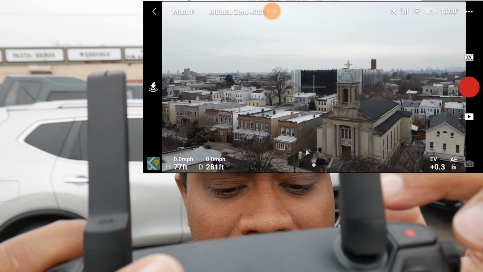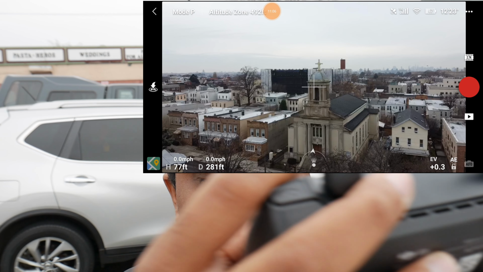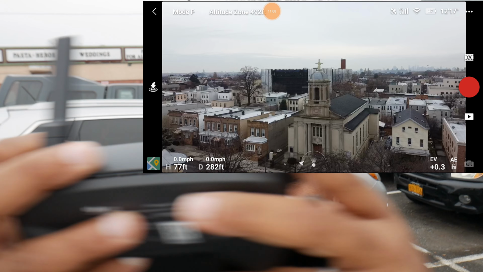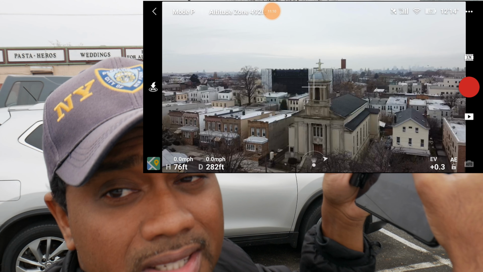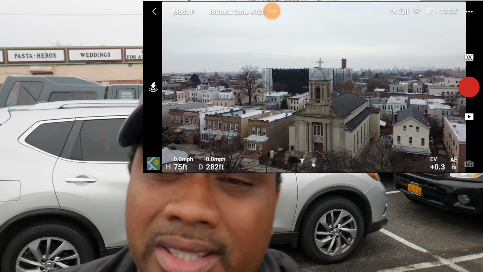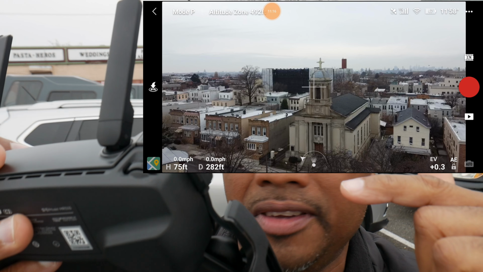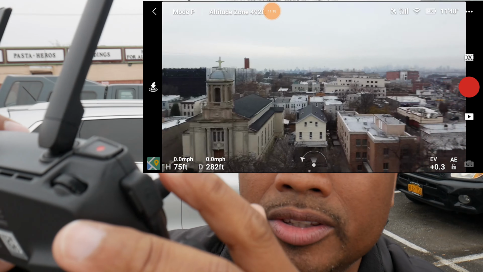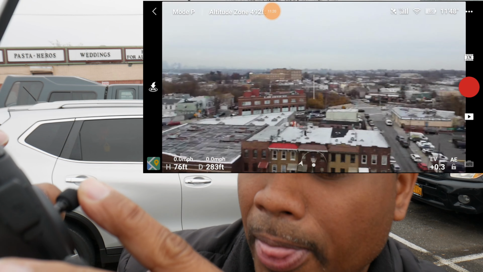I'm gonna focus back on the church. That's optimal. That's not. If I move completely the other way, see what happens? So I hope that helps to put things in perspective. You can use that to fly back home simply by spinning the drone around with the left stick.